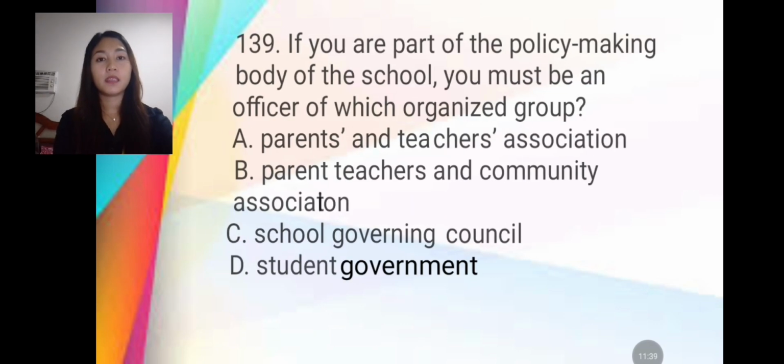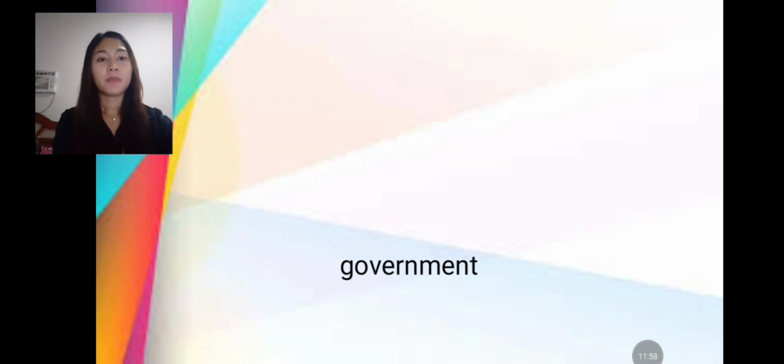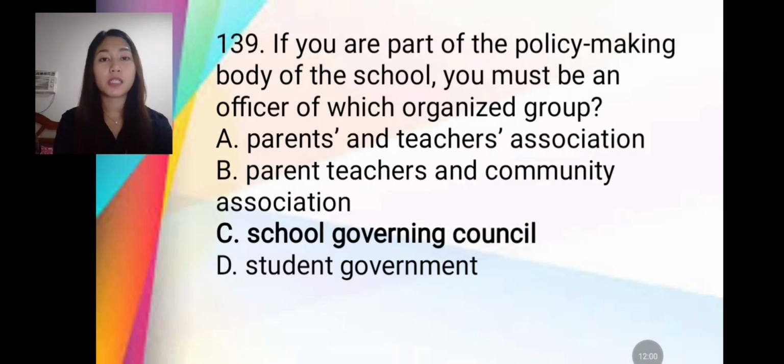Next is, if you are part of the policy-making body of the school, you must be an officer of which organized group? A, Parents and Teachers Association. B, Parent, Teachers, and Community Association. C, School Governing Council. D, Student Government. The answer is letter C.